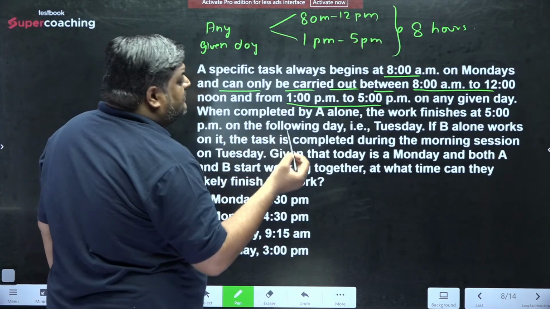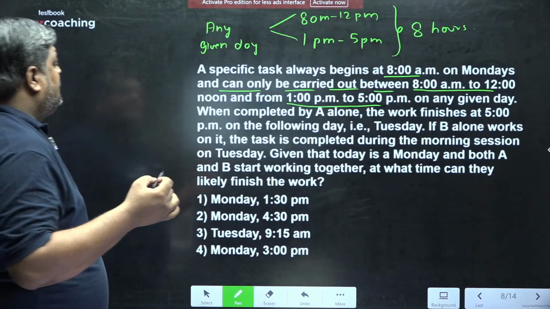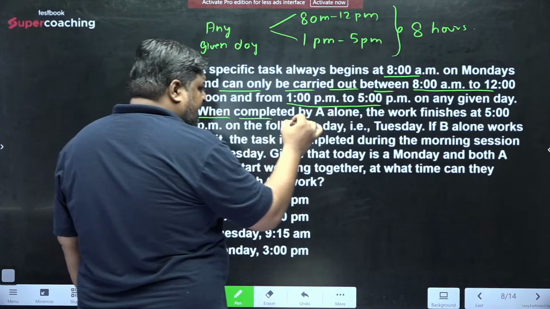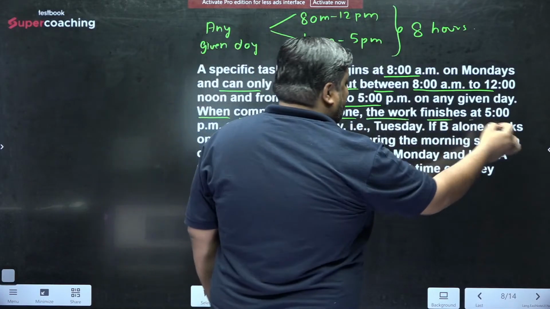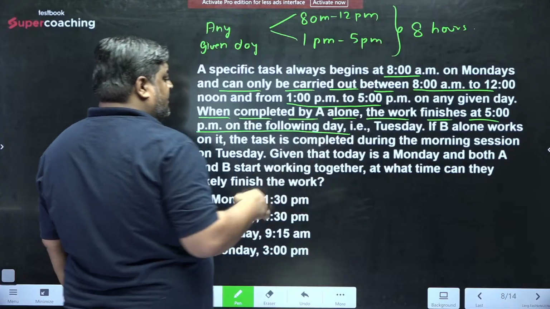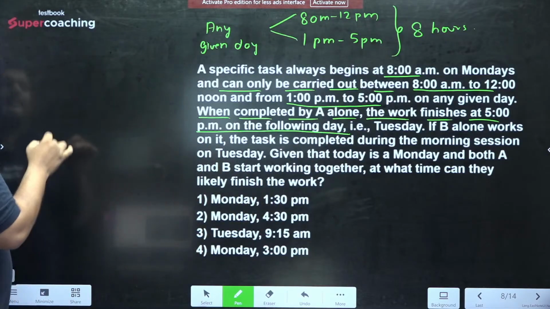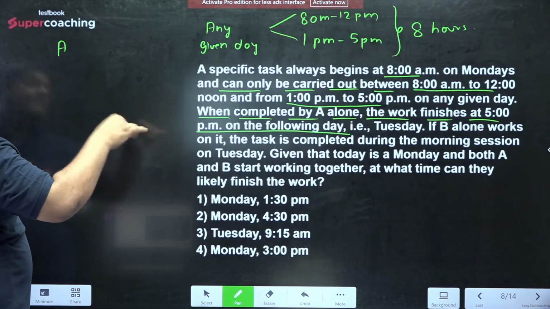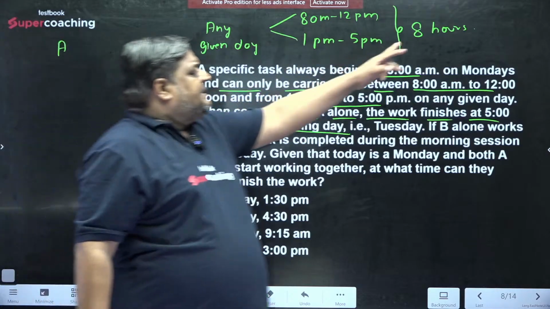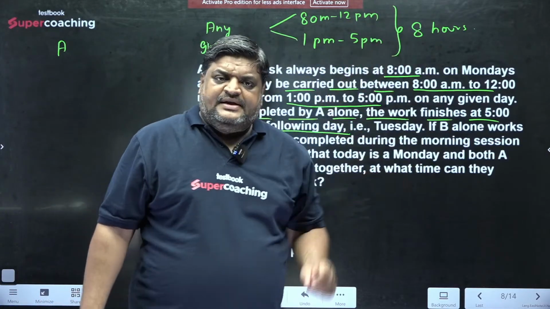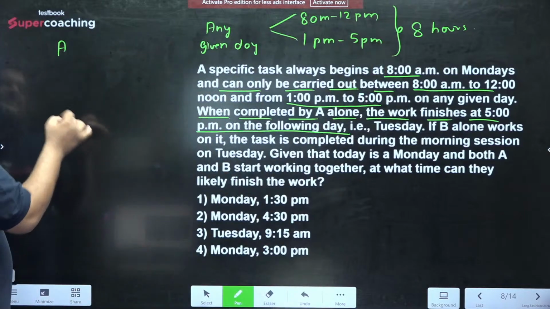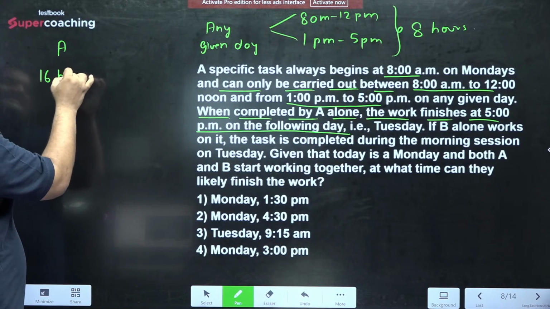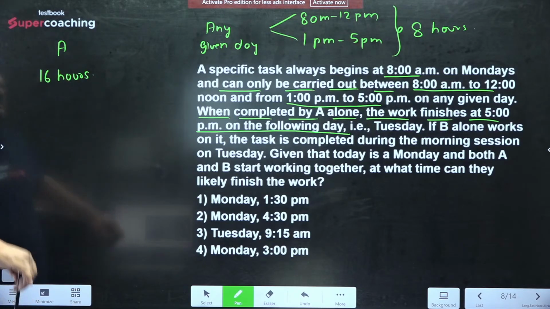क्या गिवन है. अच्छा, from here, when completed by A alone, the work finishes at 5 p.m. on the following day. So A started working on Monday. A ने मंडे से काम करना शुरू किया और उसका काम ट्यूसडे को 5 बजे फिनिश हुआ. सो ए ने मंडे को 8 घंटे काम किया होगा, ट्यूसडे को 8 घंटे काम किया होगा, राइट? दोनों भी शिफ्ट में. So A has worked for a total of 16 hours. Very good. Or A can finish the work in 16 hours.